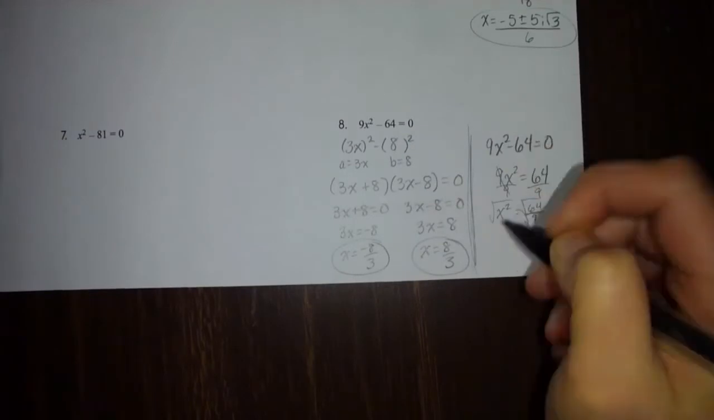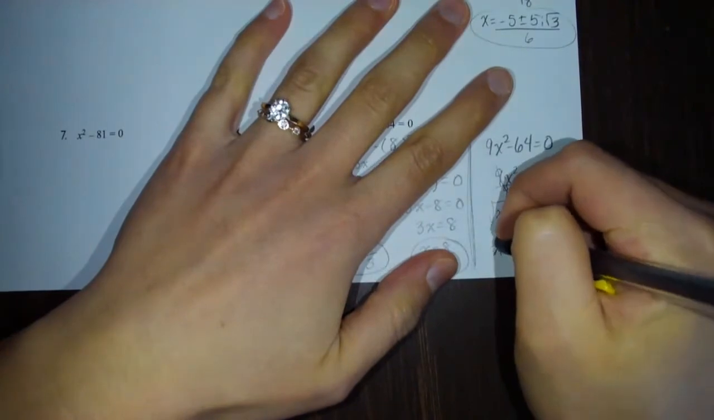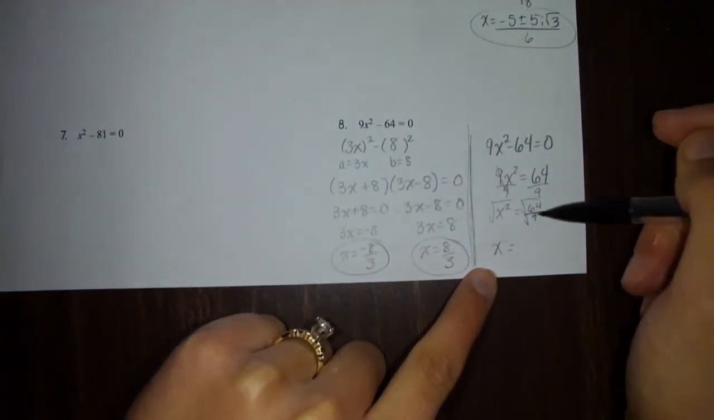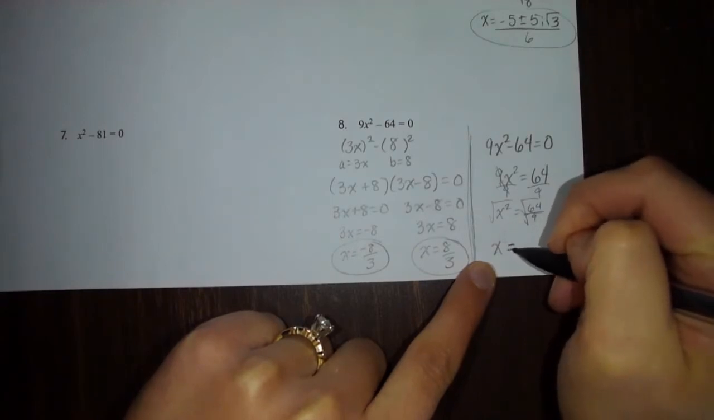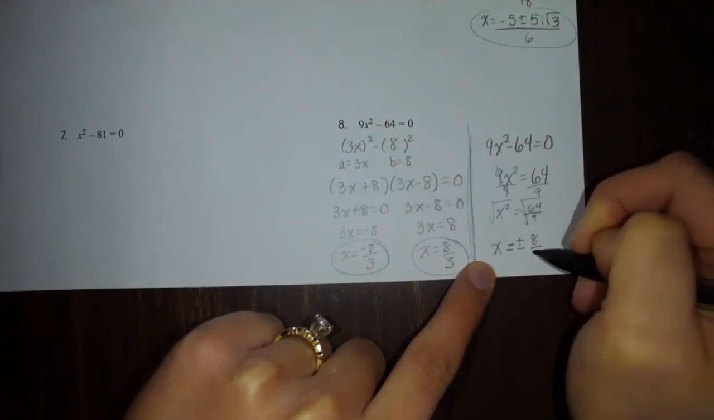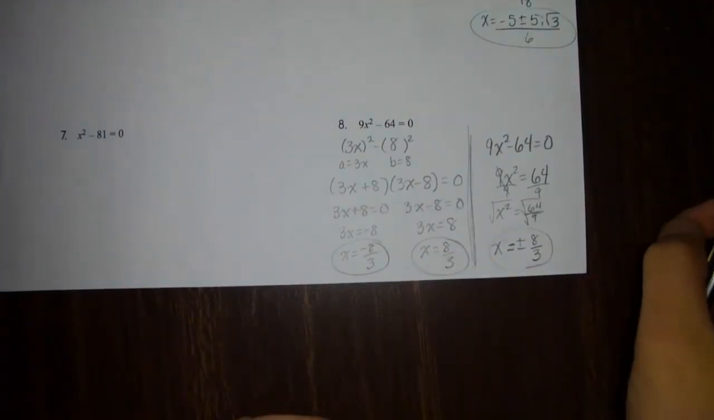So this one, we don't really need to rationalize because they're both perfect squares. That's why I left the numbers the same, because they're perfect squares. And it'll just be x equals plus or minus square root of 64 is 8, square root of 9 is 3. So this is just another way that we can find these answers.